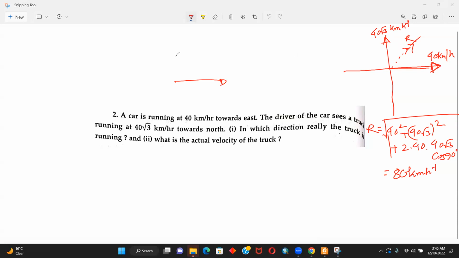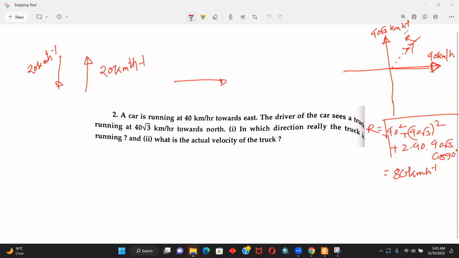Say for instance, consider that you are moving in a train with 20 kilometers per hour velocity. Just hypothetical values. And if another train comes in this direction at 20 kilometers per hour, you will feel like that train moved 40 kilometers per hour in the opposite direction. Understand my point? Okay. So that is what is happening here as well.